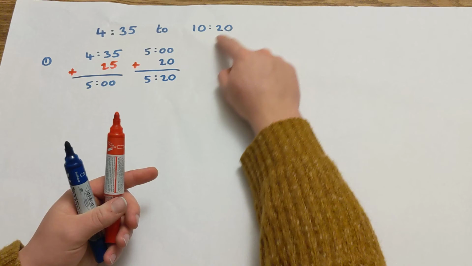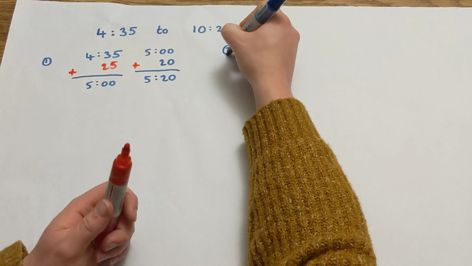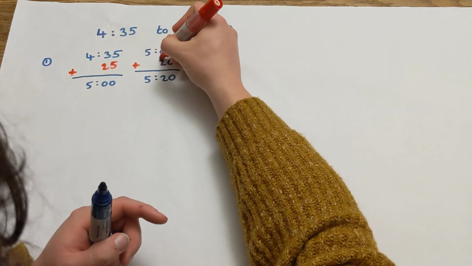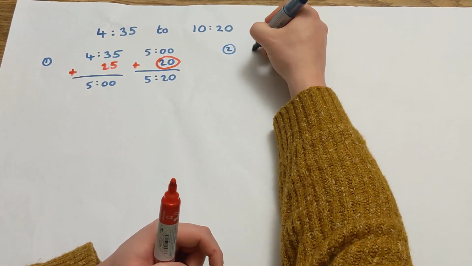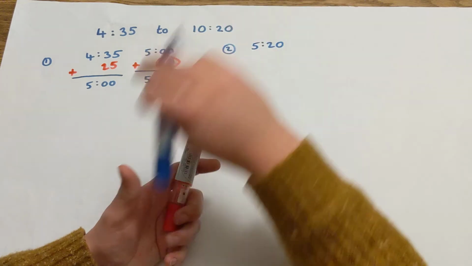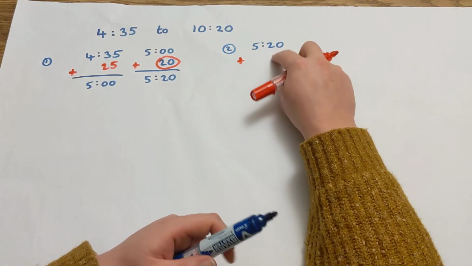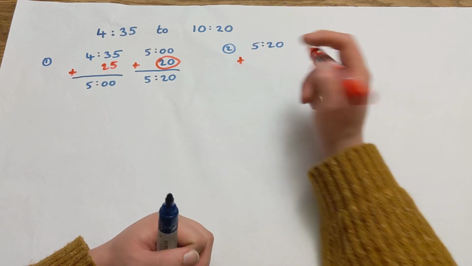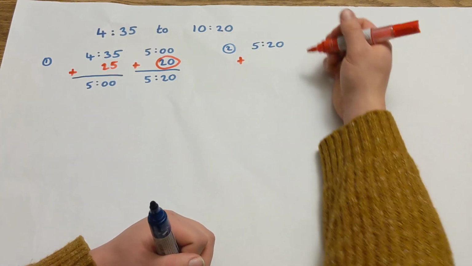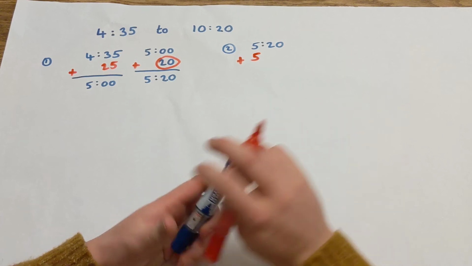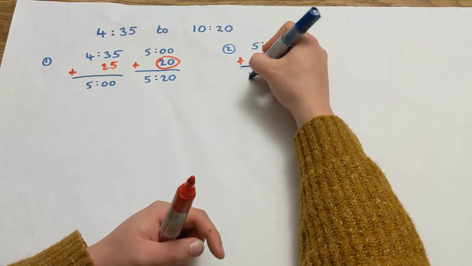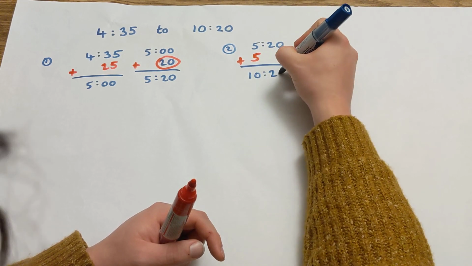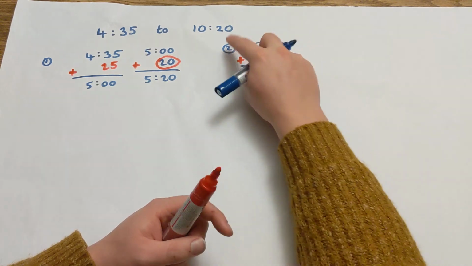And now the minutes match, okay? So now the minutes match, I want to deal with the hours. So I'm just going to circle this in red so we know it has to be added on later. Okay. So now I'm at 5:20. How many hours do I need to add to 5:20 to make it be 10:20? Okay. Well, I have to add on 5 hours, don't I? Okay. So 5:20 plus 5, that will give me 10:20. Okay, and that's the time I was after.